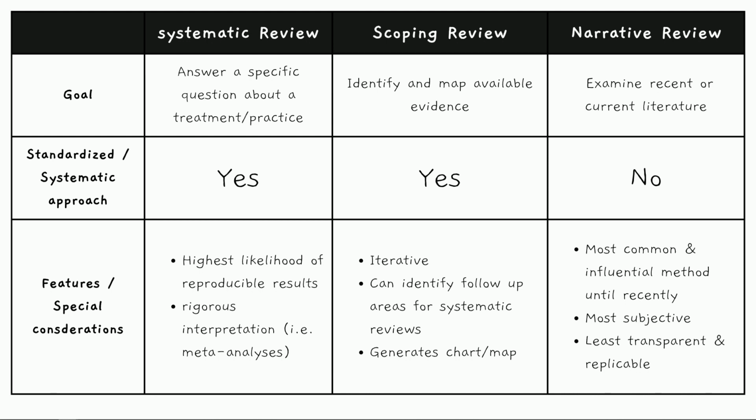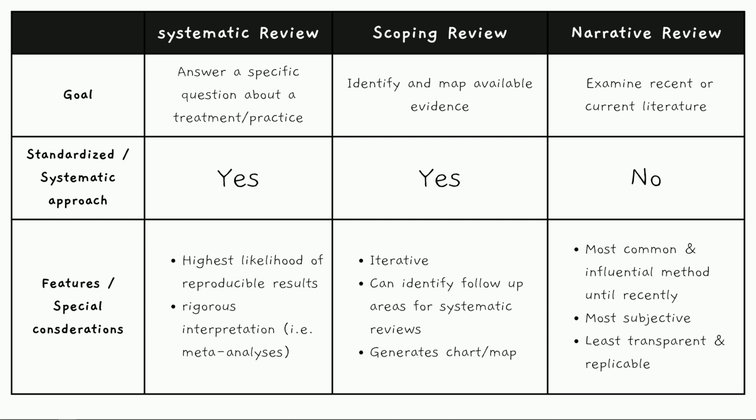So you probably have heard about various types of reviews, and there's even more than the 3 that are described on the top of the slide, but I'm just going to take a moment to focus on these 3 because these are probably the most common ones that you've seen around. And we'll start with the narrative review, whose goal is to examine recent or current literature on a given topic. And this is really historically the most common and the most influential type of review. But as time went on and the scientific community evolved, it also became apparent that it was also the most subjective and the least transparent. And that's a problem when it comes to generating new knowledge because it introduces the most bias. And so there was really a movement toward taking a more standardized and systematic approach to evidence synthesis. And that's really where systematic and scoping reviews come into play. But their goals are slightly different.